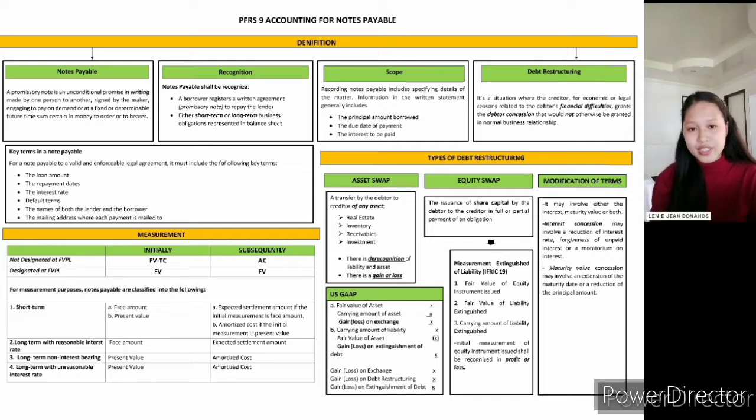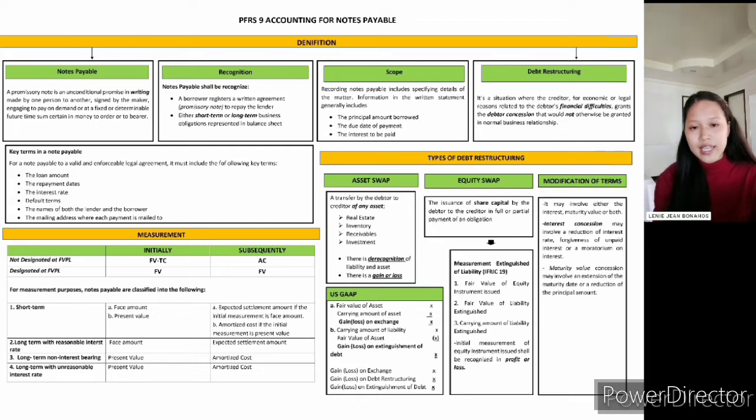How do we measure the notes payable? First, we need to identify whether the notes payable are not designated at fair value through profit or loss, or designated at fair value through profit or loss. We measure the notes payable not designated at fair value through profit or loss initially at fair value less transaction cost, while for those designated at fair value through profit or loss, we measure at fair value.